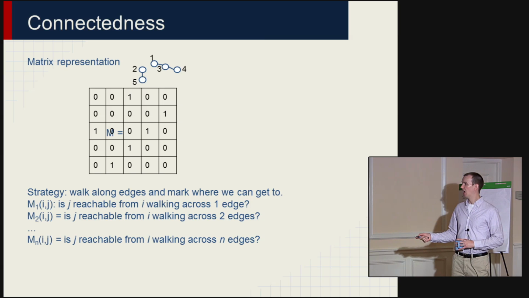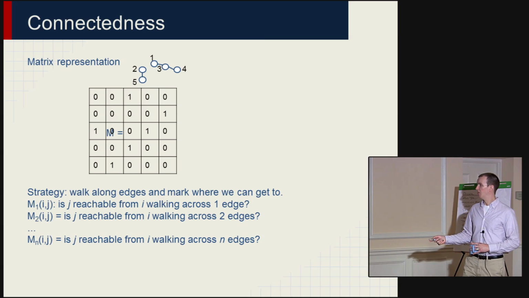So if this is the table, M here is effectively the table of Mi and J's. It's like, if I start at node I, can I get to node J traversing a single edge? And that would be, say, M1 of I and J. M2 would be, can I get to node J walking across 2 edges, right? And this would be, say, a different Boolean table.